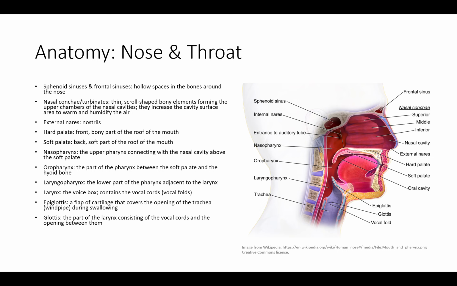The oropharynx refers to the part of the pharynx located between the soft palate and the hyoid bone. The laryngopharynx refers to the lower part of the pharynx, which is next to the larynx. The larynx is the voice box. It contains the vocal cords, also called the vocal folds.